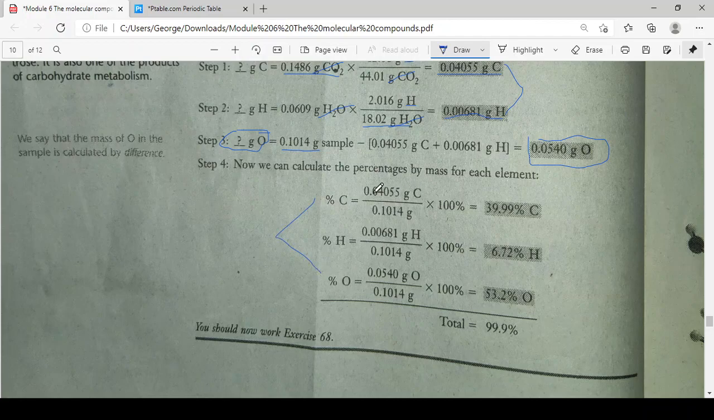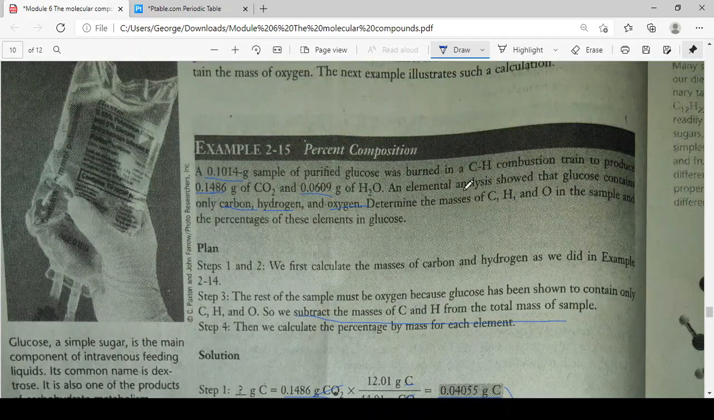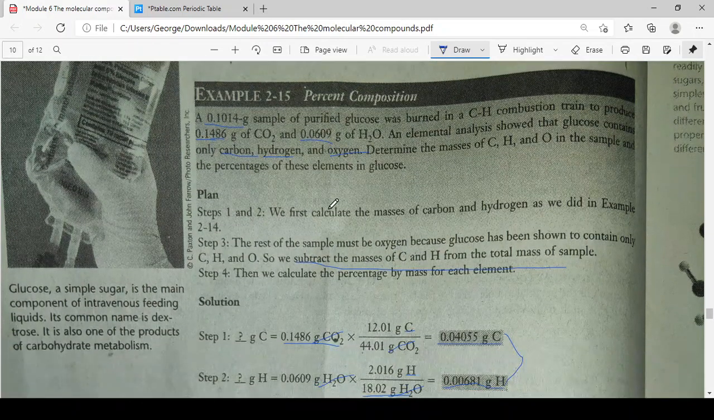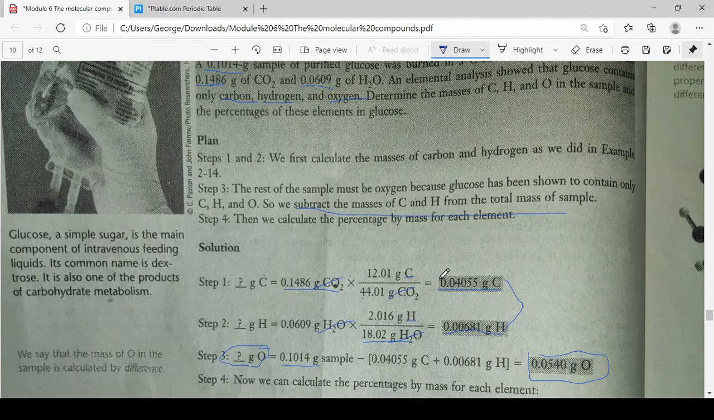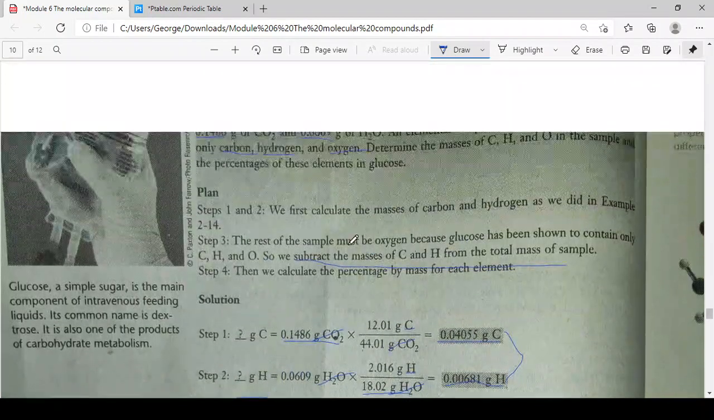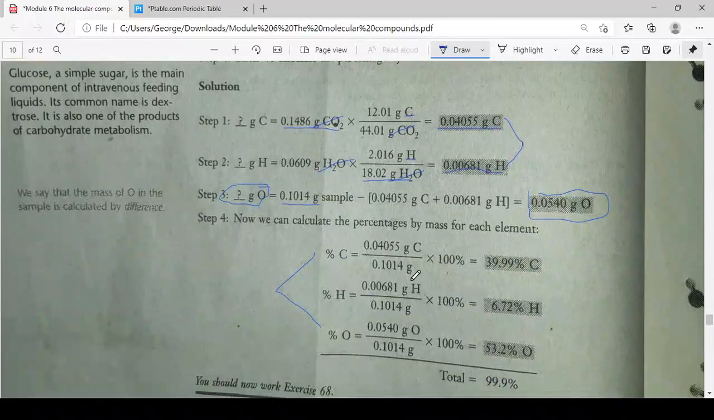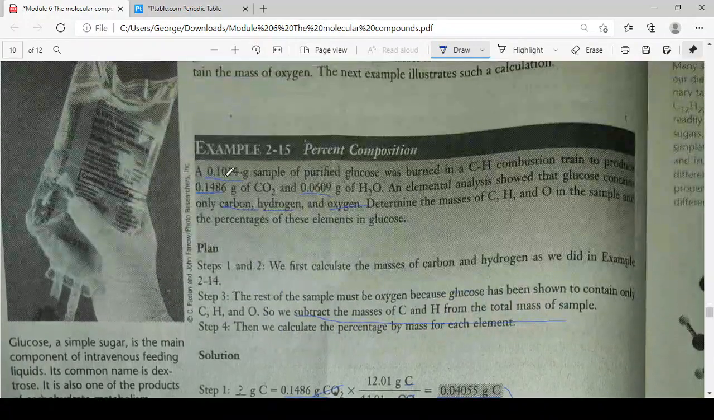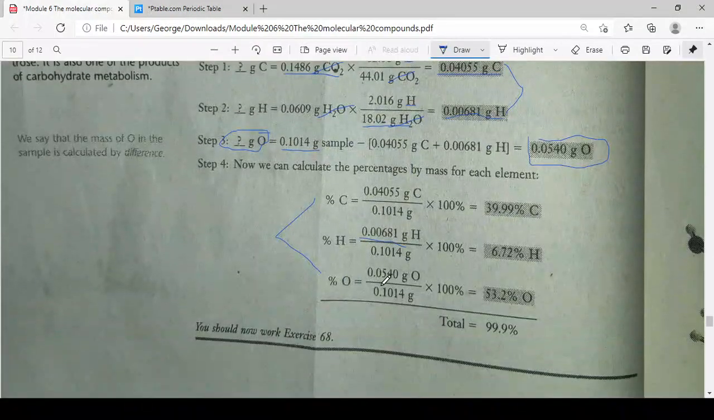For carbon, 0.4055 divided by 0.1014 times 100 is equal to 39.99. That 0.4055 is the answer from step 1, over 10.14, again your grams per sample. Next, you have 0.0681 from step 2. It is the answer divided by the given sample. And lastly, your oxygen.